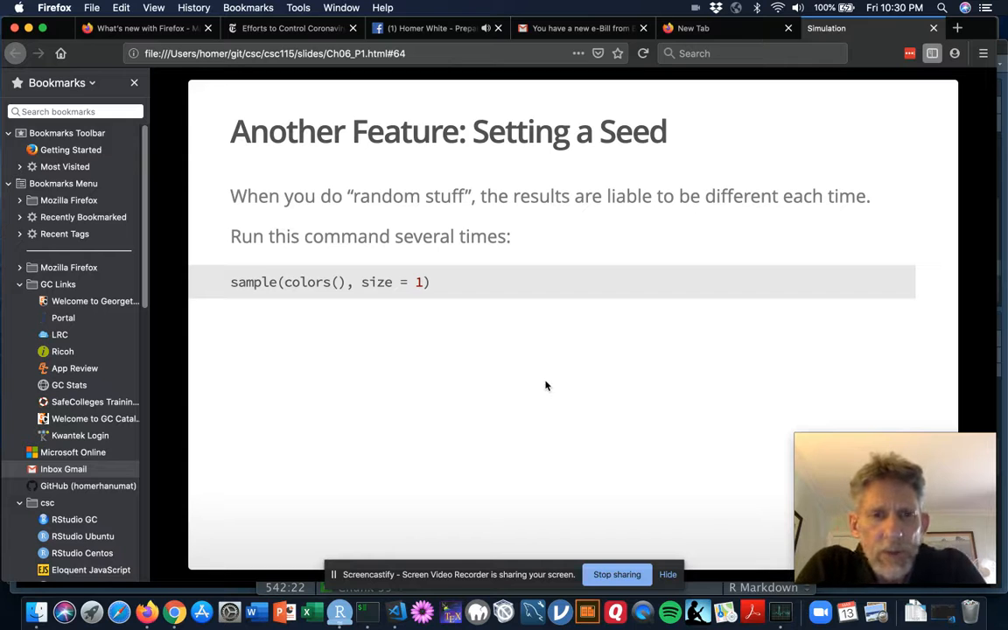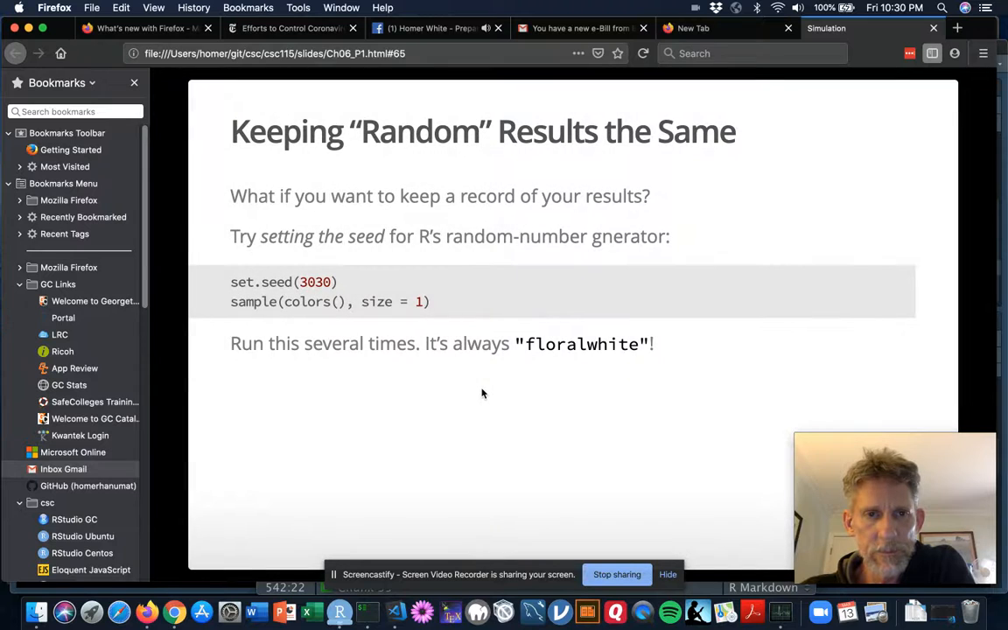There's an issue that I want to bring up, though. Whenever you do random stuff, using runif or sample or some of these other random functions we'll learn about from time to time, the results are going to be different each time. For example, just run this command several times. Sample colors sizes one. We did that a few weeks ago. And you remember that we got a different name color every time.